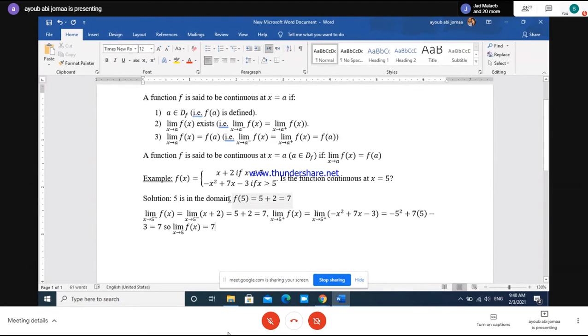Right. The function is defined at 5. The limit as x approaches 5 exists. Right. Is the function continuous now? The third condition. Yes, because it is also equal to f of x. f of 5 is 7. And the limit.